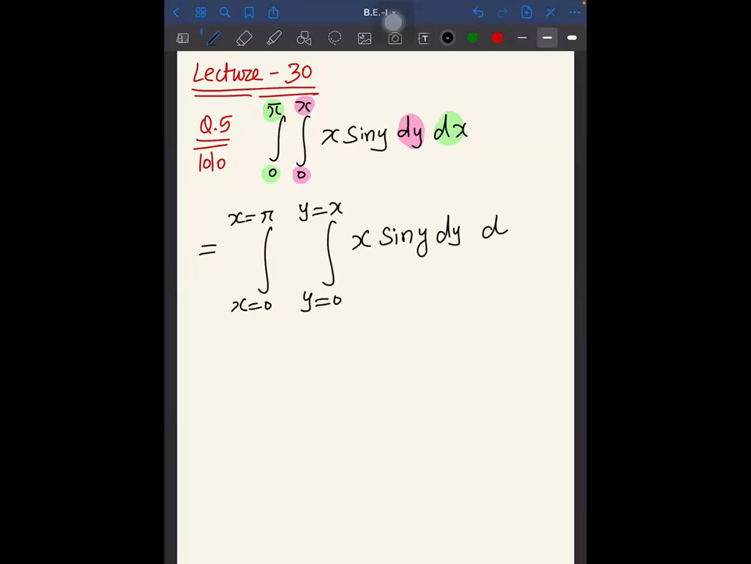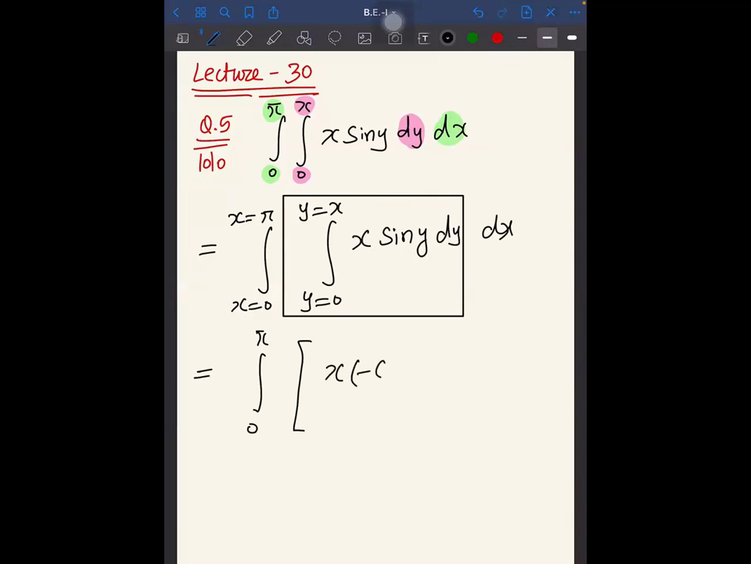Okay, so take this part first, and then start with this 0 to pi. Integrate with respect to y. So what do you get? x sine y, keeping x as constant. That will be minus cos y, 0 to x.